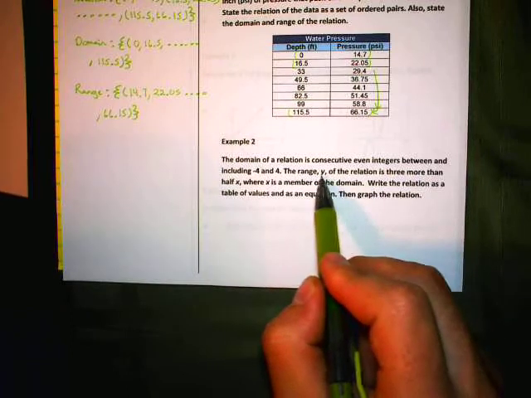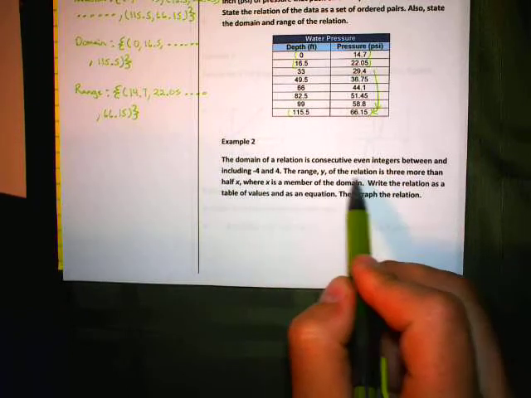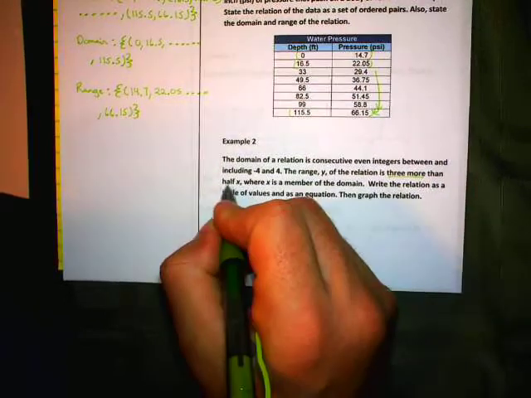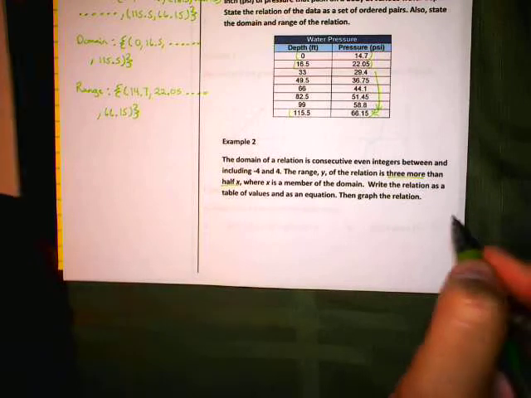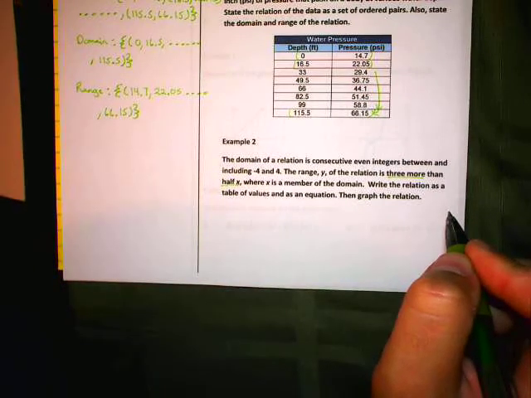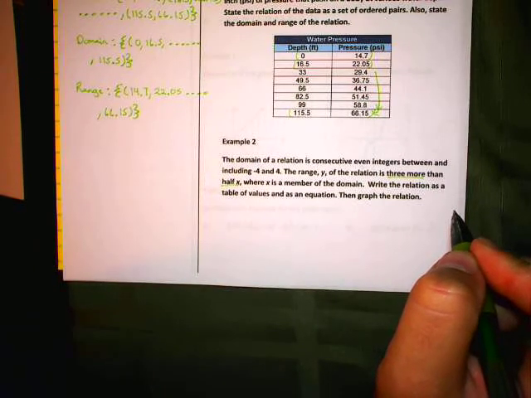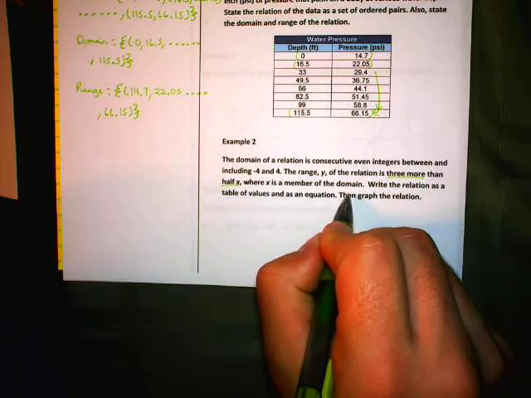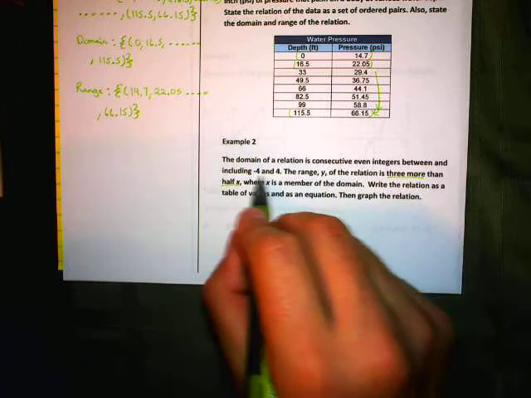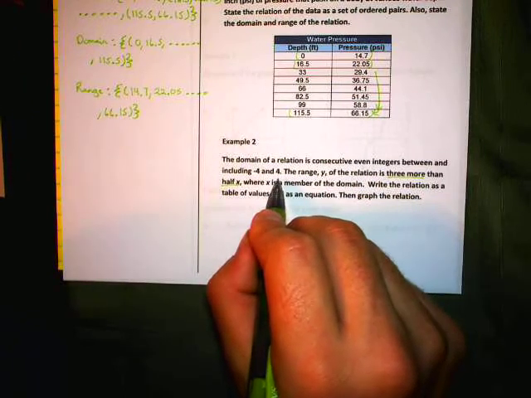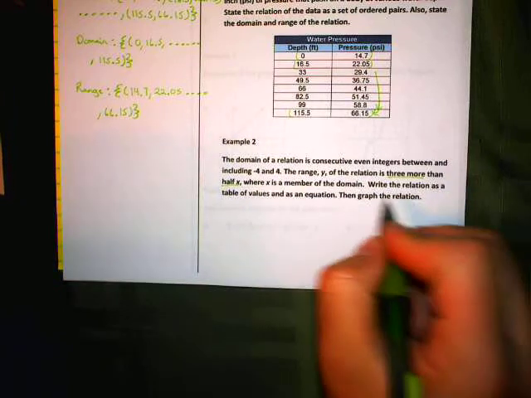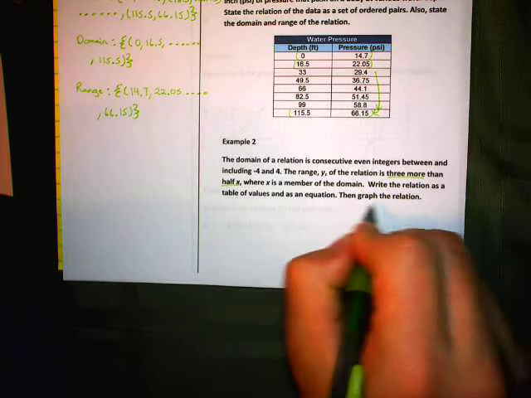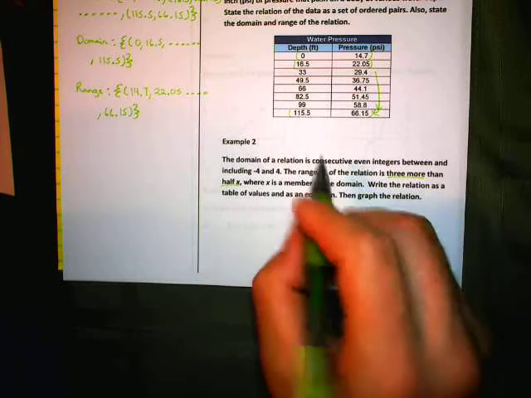The range y of the relation is 3 more, let's underline that, 3 more than half of x. So basically we're going to add 3 to half of x, where x is a member of the domain. And that means basically x exists between -4 and +4. So now we need to write the relation as a table of values and as an equation, then graph the relationship. Alright, let's start with the equation first.